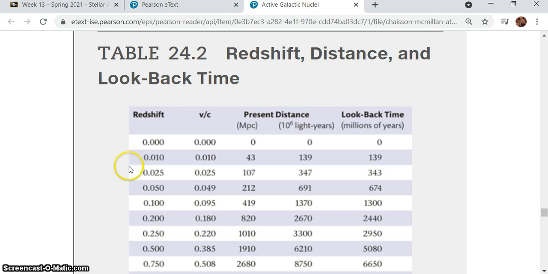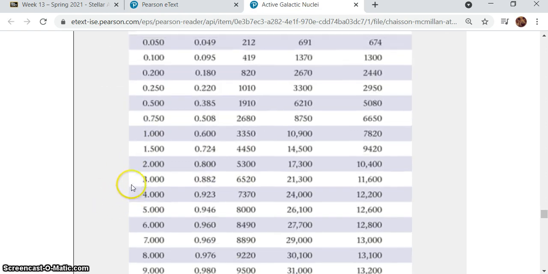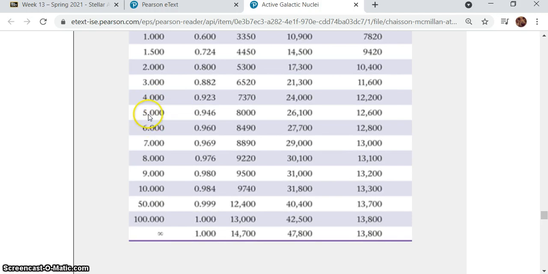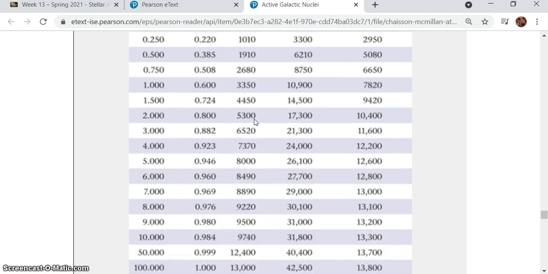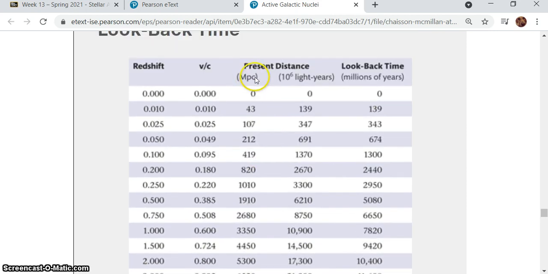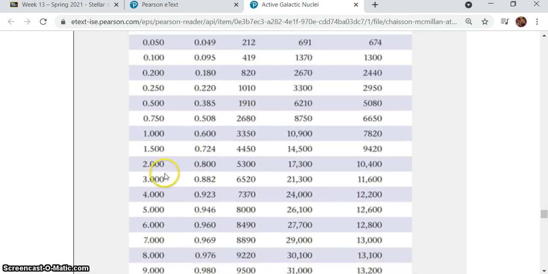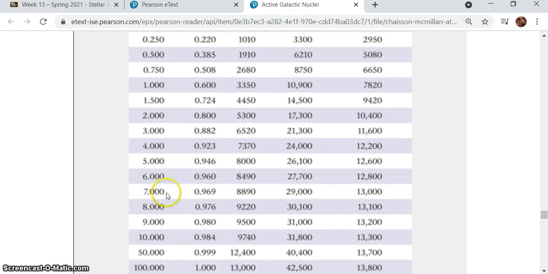All right, so here's the table. If I scroll down, this first column is the redshift. If I scroll down to 5, this number right here is 8,000 megaparsecs. It would require the equations of relativity to get this, but they've already done these in a nice table. So you just scroll down to whatever the redshift is, and then you just look up in this third column right here.